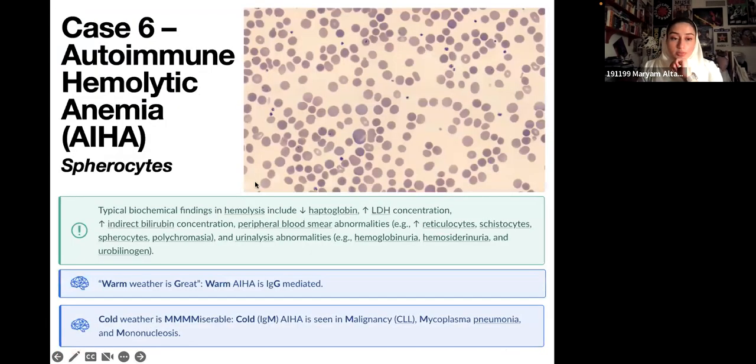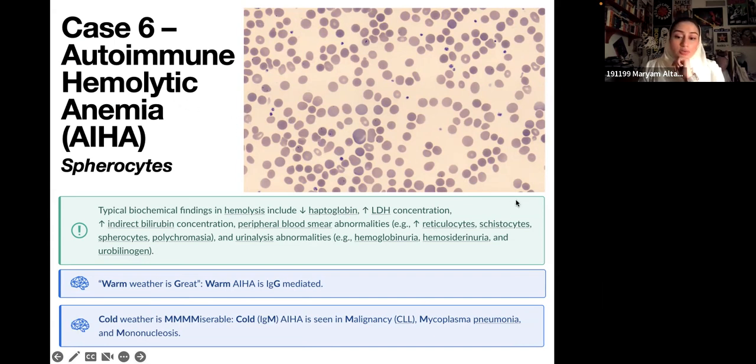Okay, awesome. So again, this is autoimmune hemolytic anemia. The key thing that they might tell you is that you'll see spherocytes. And you might think, okay, spherocytes, hereditary spherocytosis. But it doesn't necessarily have to be the case, okay?